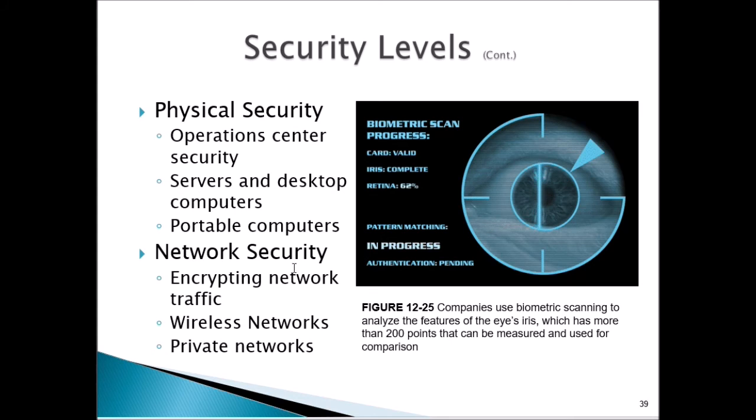As far as network security, encrypting network traffic is essential. That's SSL encryption or SSH encryption for any kind of traffic that you're sending internally or externally. Your wireless networks need to be set up using the highest wireless standard, and that's always changing, so that's something to keep up with. Private networks and uses of VPNs are also important to consider with network security.